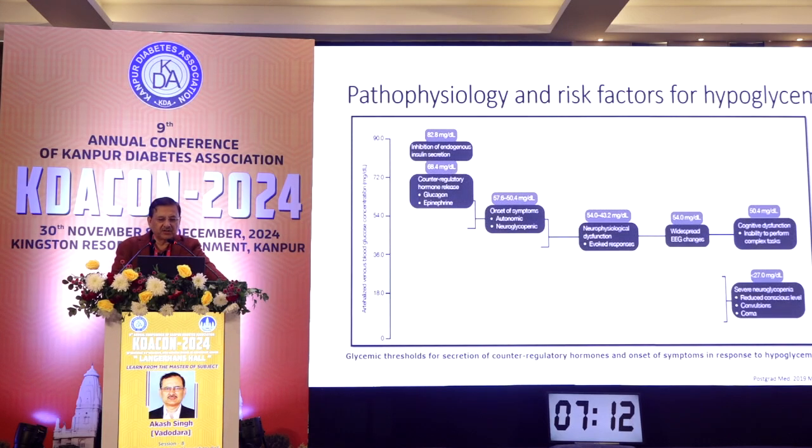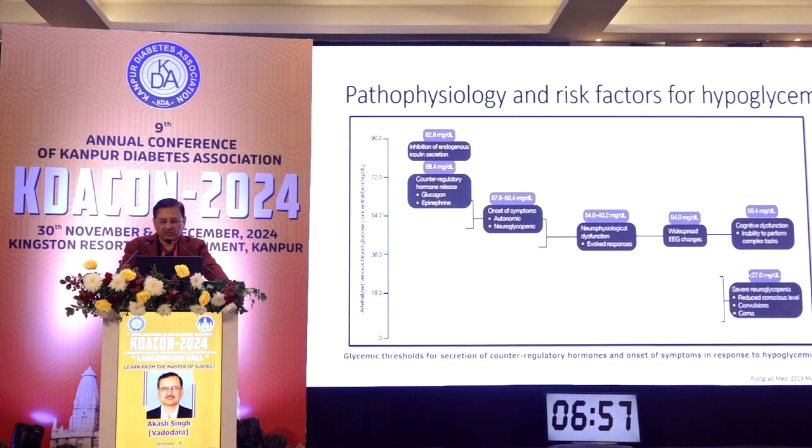then the patient can get neurophysiological dysfunction, altered evoked responses, widespread EEG changes, cognitive dysfunction, inability to perform complex tasks, and can lapse into reduced consciousness and coma. So anything below 40 is very, very dangerous. Below 25, the patient can lose his life.